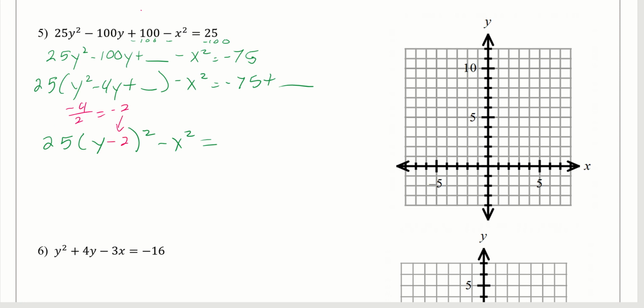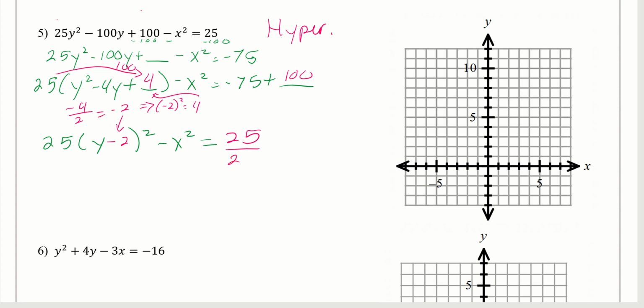And then when I keep going with this, I square it, which is 4, which goes right here. Because I have a GCF, I technically added 100, and so there'd be 100 right here. So -75 plus 100 would give me 25. Now again, we know this is going to be a hyperbola, okay? Because a big sign is that negative right there.